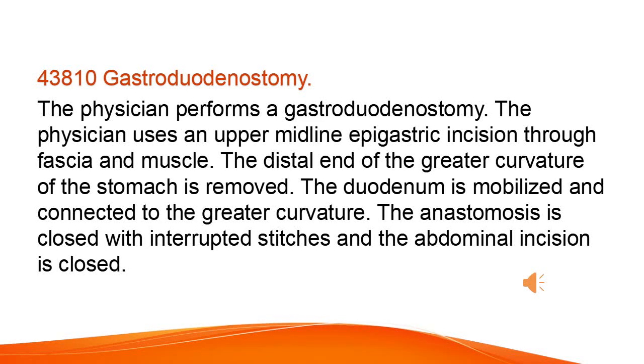Gastrogenostomy. The physician performs a gastrogenostomy. The physician uses an upper midline epigastric incision through fascia and muscle. The distal end of the greater curvature of the stomach is removed. The duodenum is mobilized and connected to the greater curvature. The anastomosis is closed with interrupted stitches and the abdominal incision is closed.